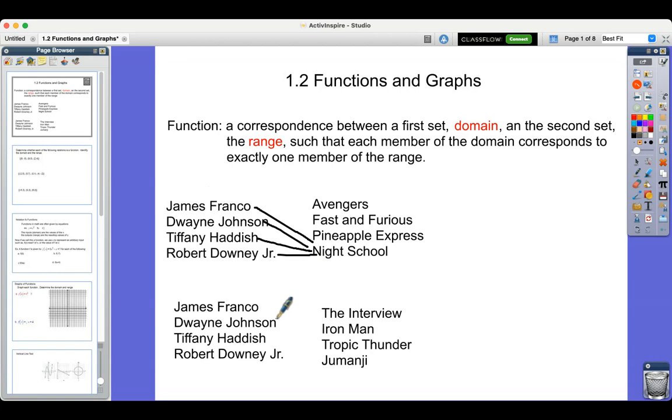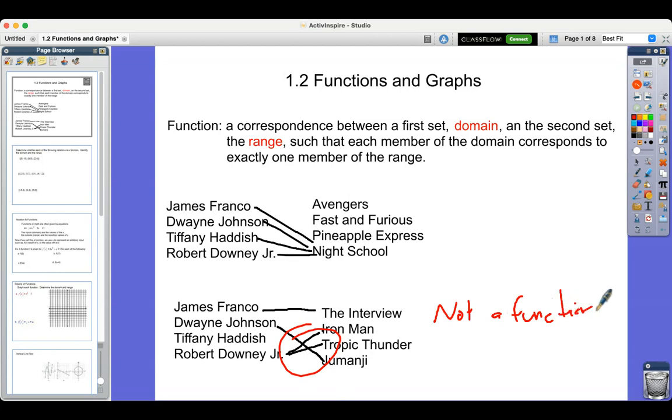Here is where we run into a problem. James Franco was in The Interview. Dwayne Johnson was in Jumanji. Tiffany Haddish was in Nothing. Robert Downey Jr. was in both Iron Man and Tropic Thunder. Here's where the issue happens. This is how you know if it's not a function, because the value of our x, or in this case our left side, did split into two different things. This happened right here. This would not be a function.